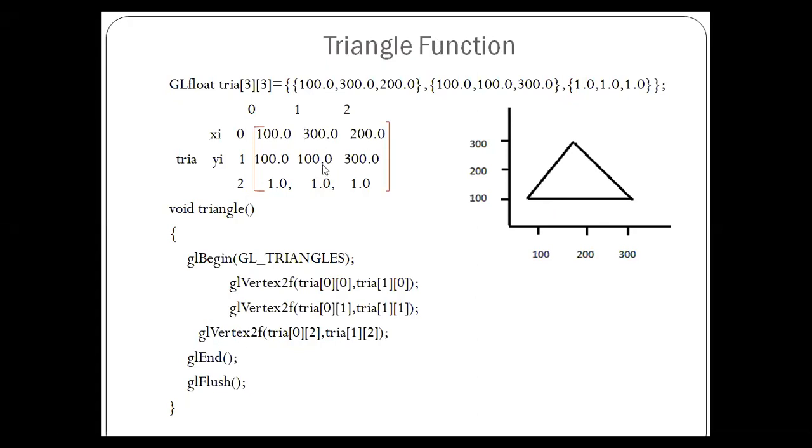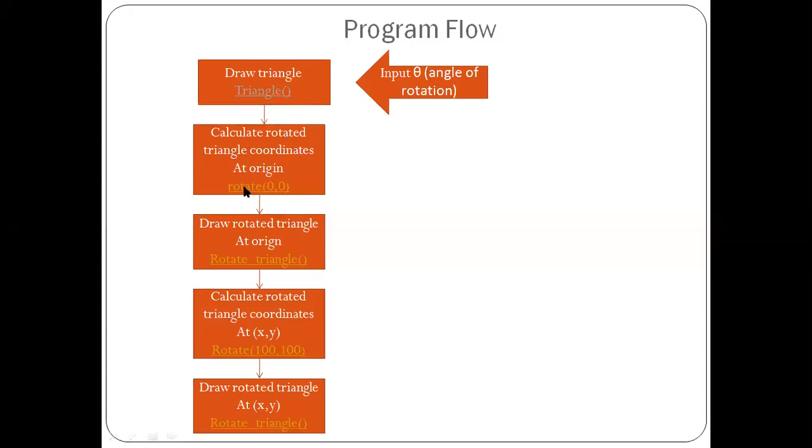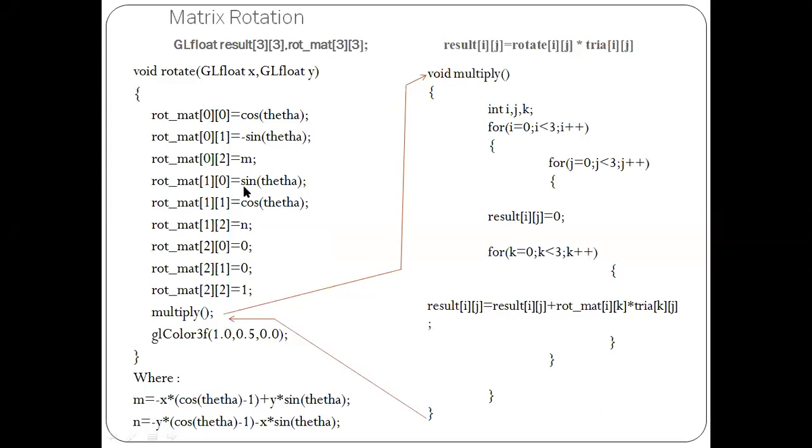Next, let us see how to rotate it from the origin and how to rotate it from the pivot point. I have drawn the triangle. Next, I need to calculate the rotated triangle coordinates at the origin, that means the rotated coordinates with the origin at 0, 0. See here, this is a function void rotate, with GLfloat x, comma float y.